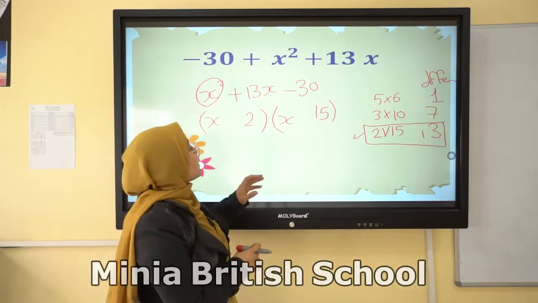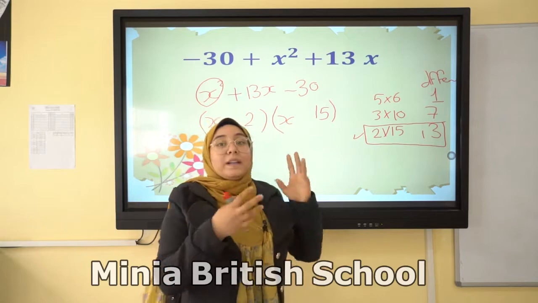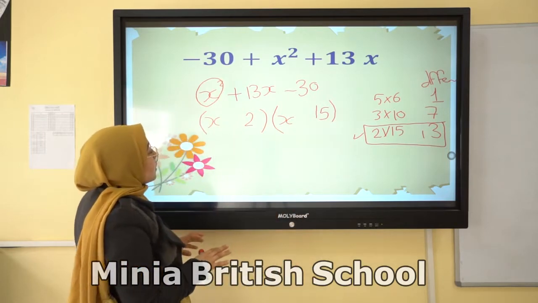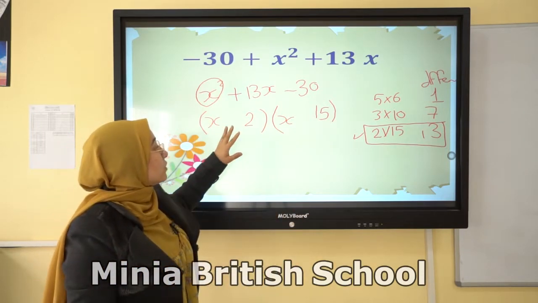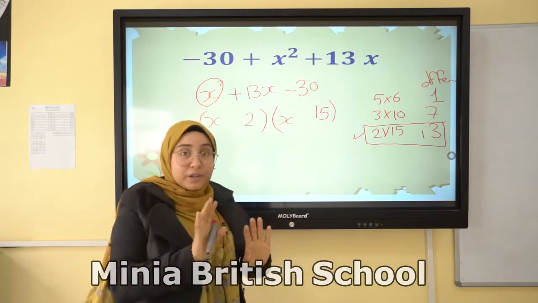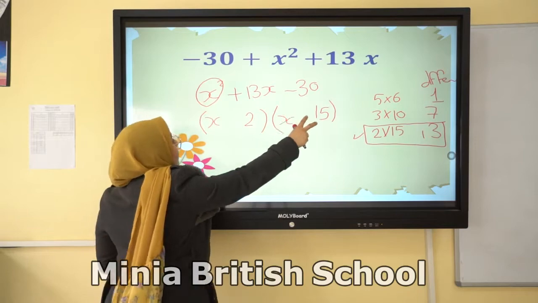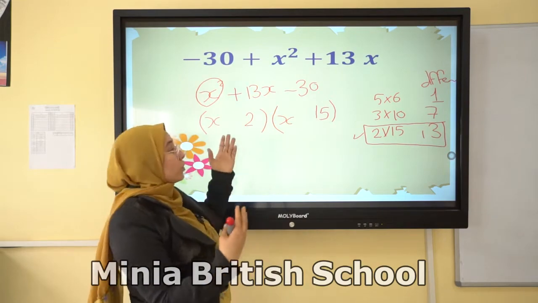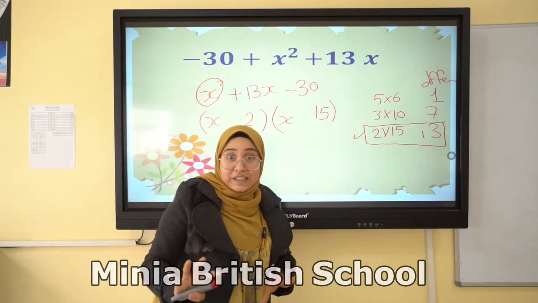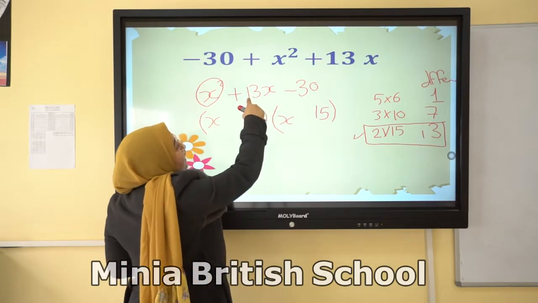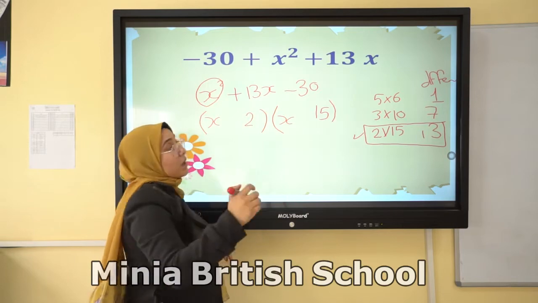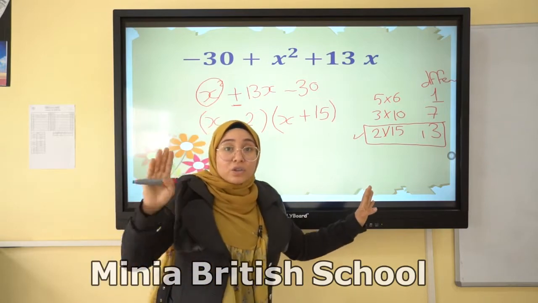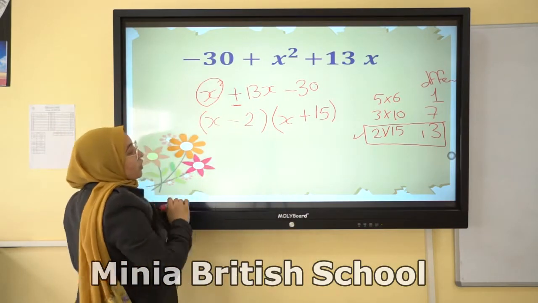Now, the last term in the trinomial expression, or C, is a negative number. So the signs of the second terms of the two arcs are different. Now, the greatest of the two numbers takes the sign of the middle term. The greatest number here, 2 or 15? Yes, 15. So 15 takes the same sign as the middle term. The middle term here is positive, so I will write positive next to 15. And the other number takes the negative sign.